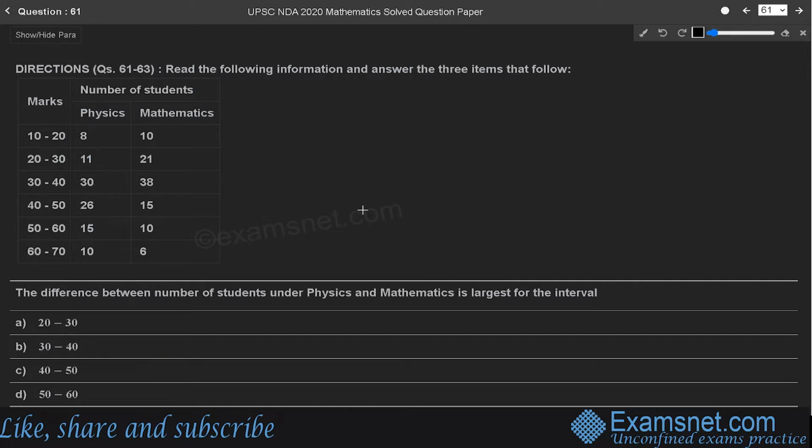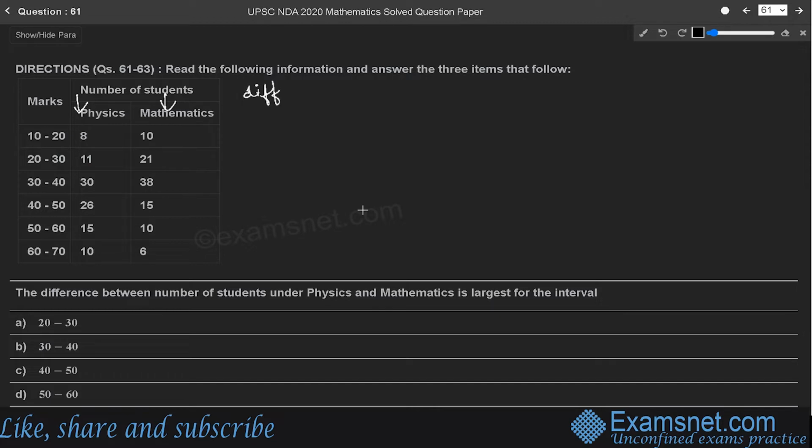First part of this question is: the difference between the number of students under physics and mathematics is largest for the interval. This is a question from statistics, and in this question we have to find the difference between the number of students under physics and mathematics. You can see that this is the number of students for physics and this is the number of students for mathematics.